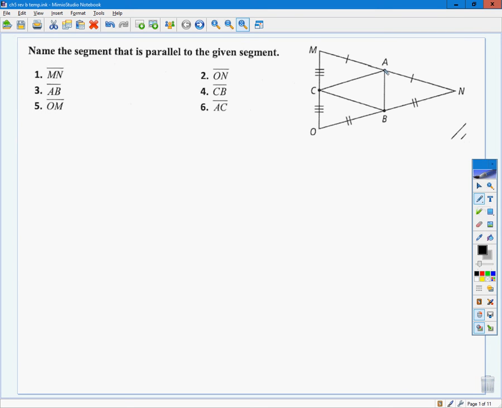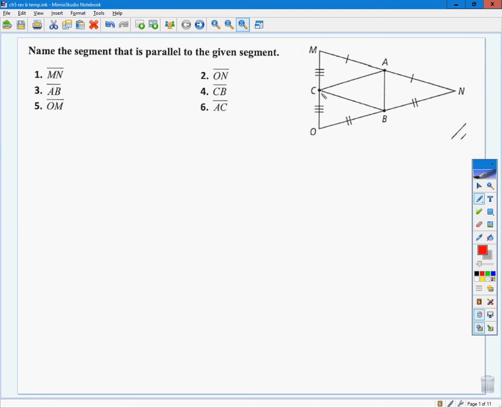If you take a look at the picture, point A is a midpoint, point B is a midpoint, point C is a midpoint. So AC is a midsegment, it's parallel to the opposite side. AB is a midsegment, it's parallel to that third side. CB is a midsegment, it's parallel to that third side. So we're just going to go through the list. They're looking for what it's parallel to.